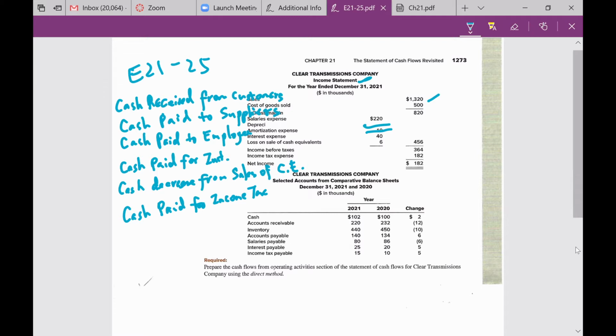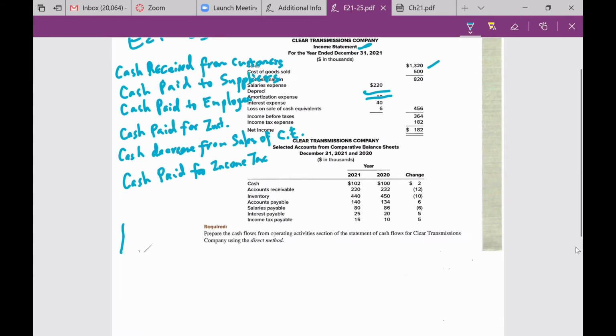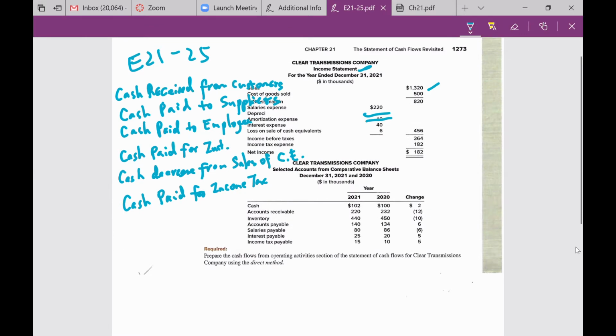So I have a quick question. Yes, go ahead. How do we find the sales of the cash equivalent, the loss on the sale of cash equivalent? Okay, let's work on this. The cash decrease from the cash sales of cash equivalent. So the information is here, right? It says the loss on sales of cash equivalent is 6.